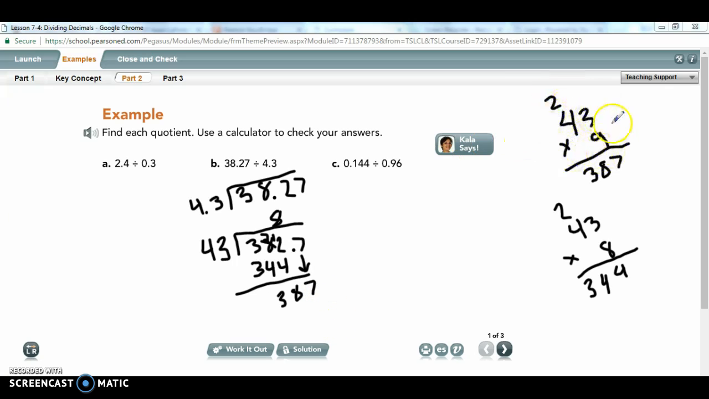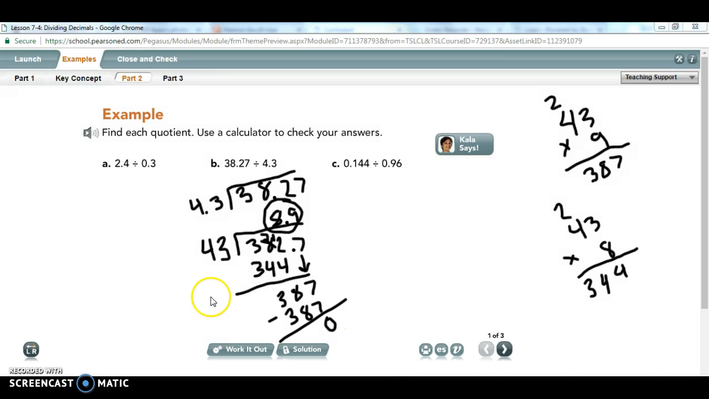Since I guessed over here 43 times 9, I got 387, so I already know the answer to this problem. 43 can go into 387 9 times. If I subtract, I have 0 left over, and when we're working with decimals, this is where I want to come to. I do not want a remainder, if at all possible. So then my decimal point goes straight up into my answer. So when I have 38 and 27 hundredths divided by 4 and 3/10, my answer is 8 and 9/10.